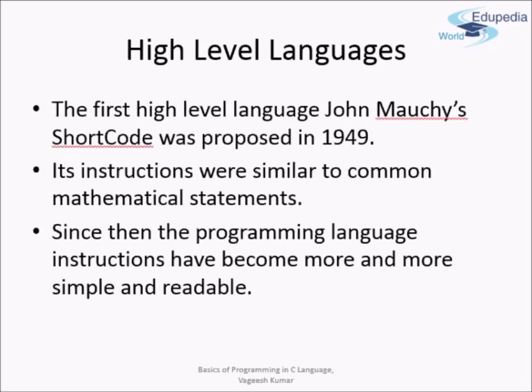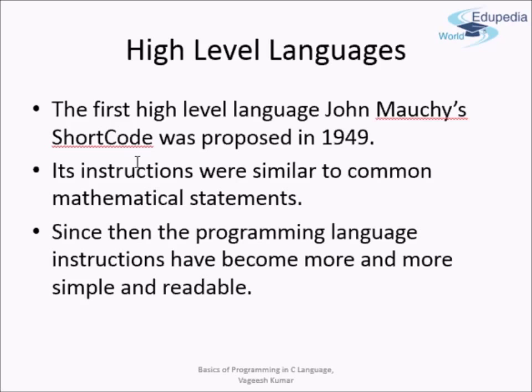If we go to the next slide, the first high-level language was John Mauchly's Short Code. It was proposed in 1949, and its instructions were similar to common mathematical statements, like A = B + C and so on. This was the first high-level language in which programmers did not have to write actual assembly language code. They just wrote mathematical instructions, and then it got executed.